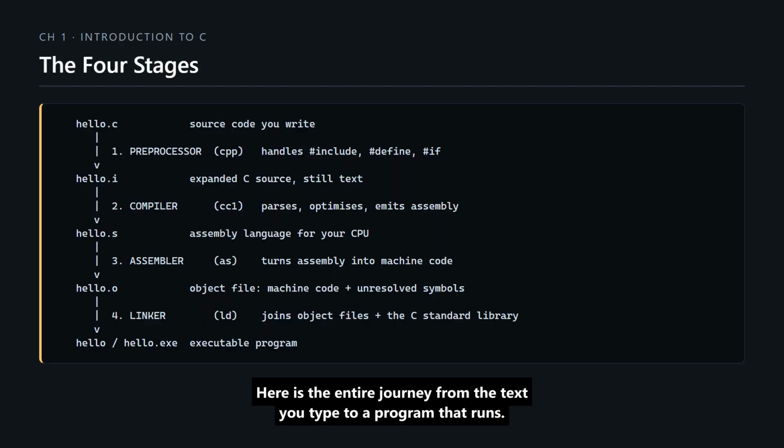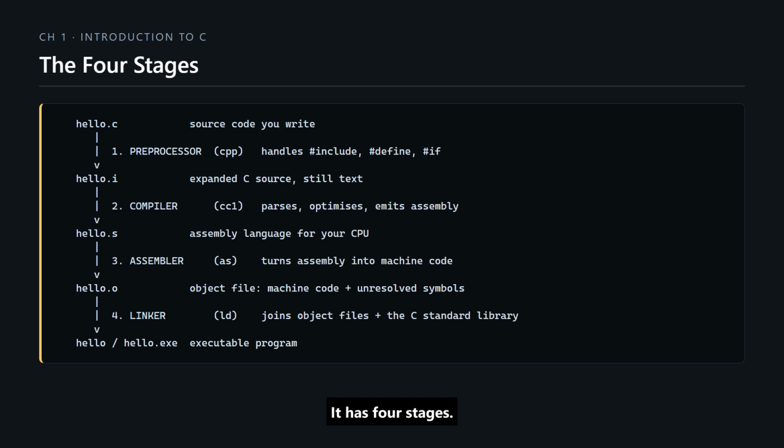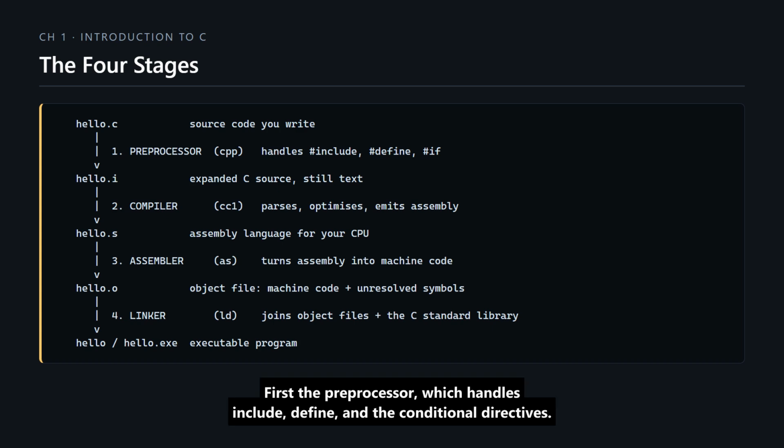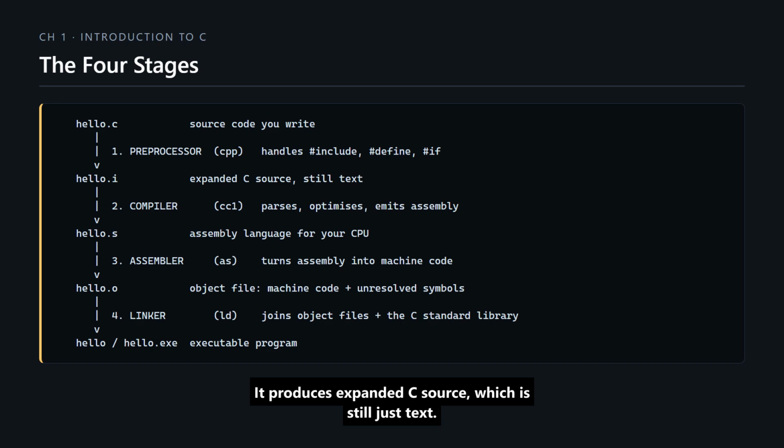Here is the entire journey from the text you type to a program that runs. It has 4 stages. First, the preprocessor, which handles include, define, and the conditional directives. It produces expanded C source, which is still just text.